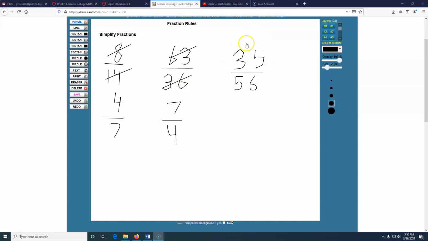And then for the last one here, 35 and 56. In this case, what we're going to need to do is divide by something that goes into both. 35 only has 7 and 5. 56 is 8 and 7. So because they both have 7 in common, let's go ahead and divide both by 7. That's going to leave us with a 5 over 8.